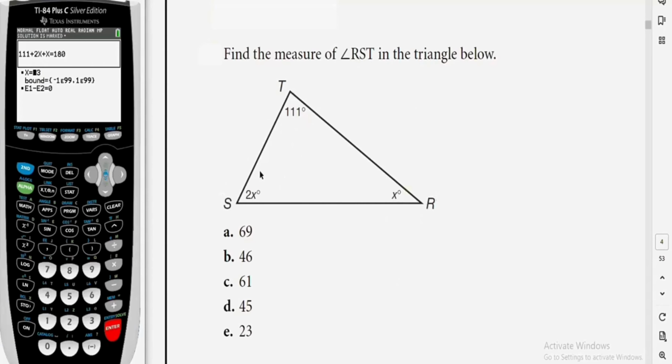Now that x is 23, to get the measure of angle RST, we're having 2x on this side of the angle. So to get the actual measure, we're going to multiply this 23 by 2. Since x is 23, 23 times 2 will give us what? 46, and that will be the measure of angle RST, that's this side of the triangle. So the answer is 46.